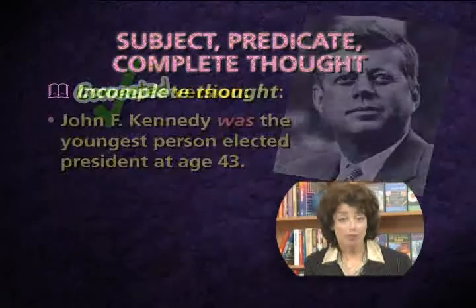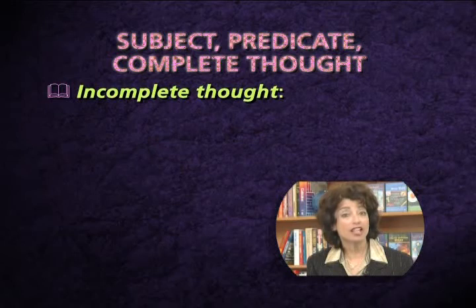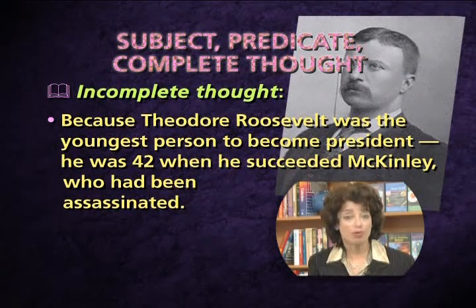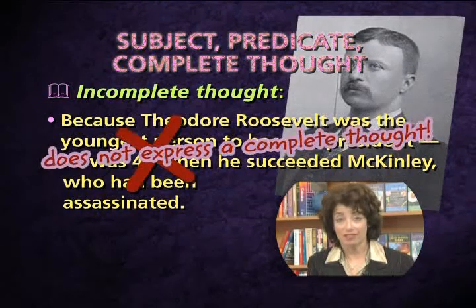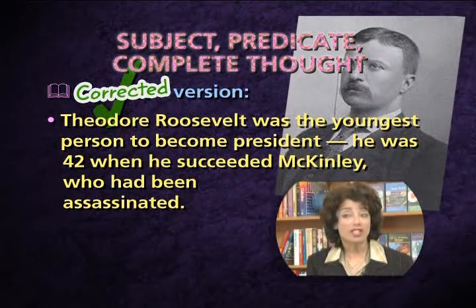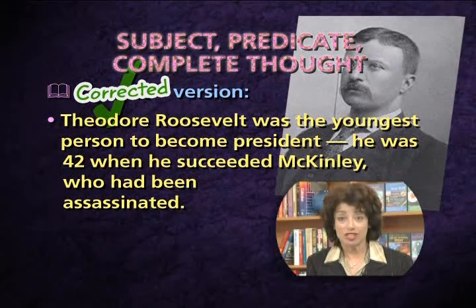And our last example is incomplete because it does not express a complete thought. Because Theodore Roosevelt was the youngest person to become president, he was 42 when he succeeded McKinley, who had been assassinated. Here's the corrected version. Theodore Roosevelt was the youngest person to become president. He was 42 when he succeeded McKinley, who had been assassinated.